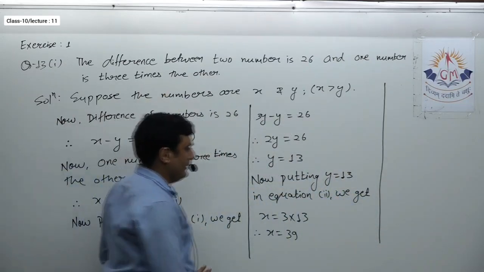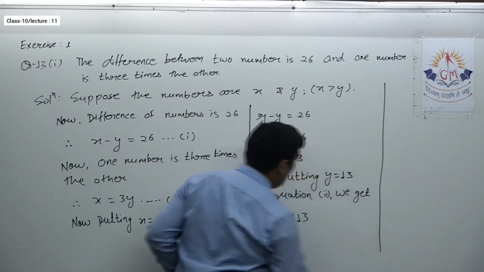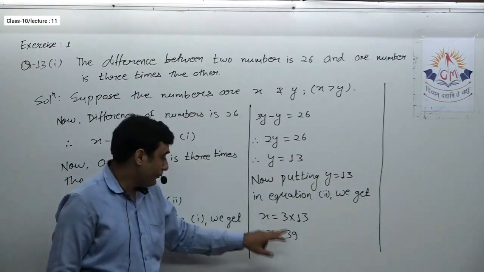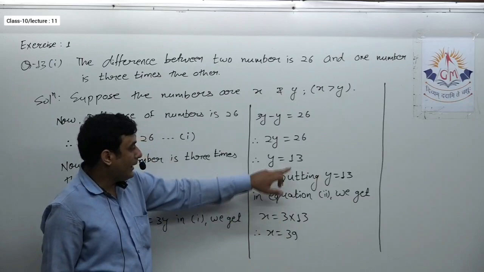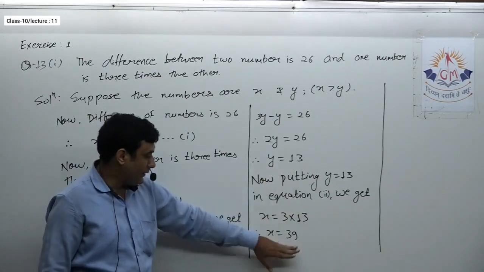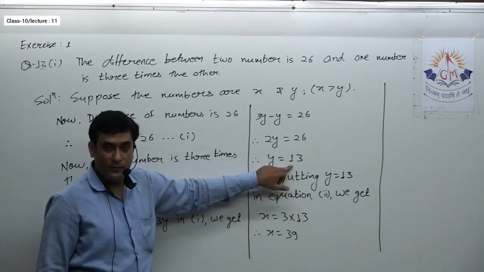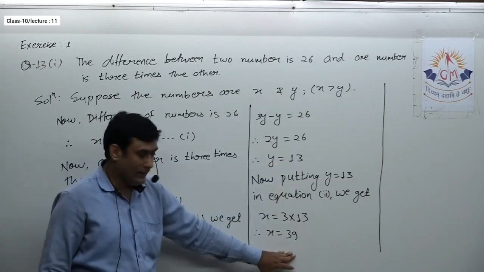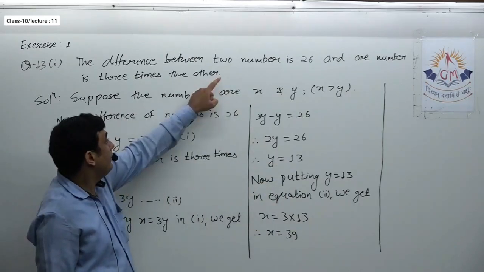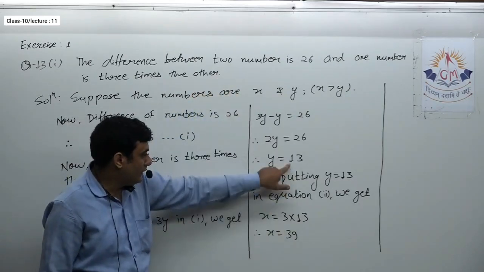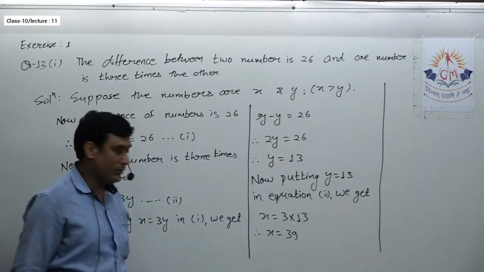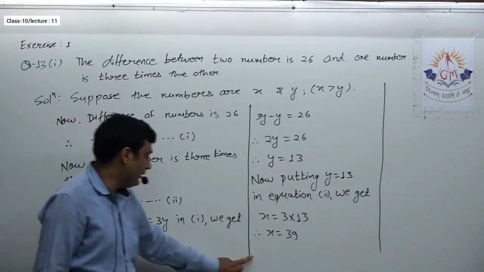The only thing that we can do is verify our answer. Is the greater number 3 times the smaller? Yes, the greater is 3 times the smaller. If you multiply 13 by 3, you will get 39. As well as the difference of the two numbers: 39 minus 13 is 26. So this verification is also done.